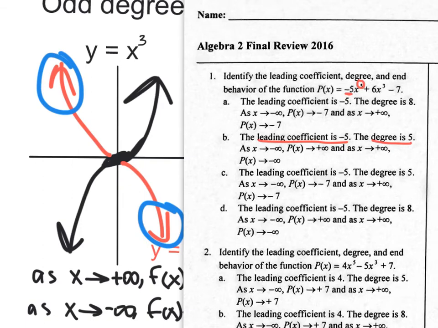So, if we read right here, as x approaches negative infinity, p of x approaches positive infinity. That is correct. As you go to the left, it goes up forever, right? And as x approaches positive infinity, p of x approaches negative infinity. As you go positive infinity on the x, it definitely goes negative infinity on the y. So your answer is B. I hope that makes it crystal clear how to do numbers 1 and 2 on the practice test.